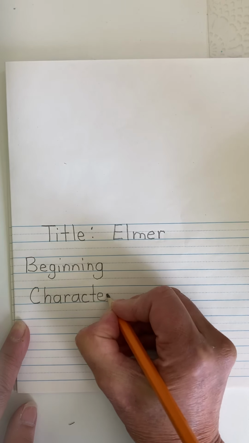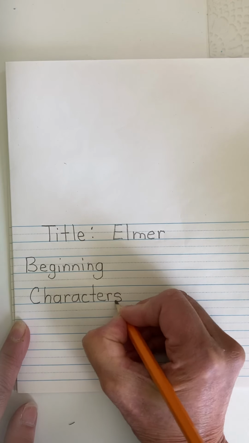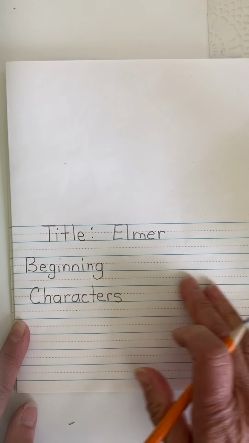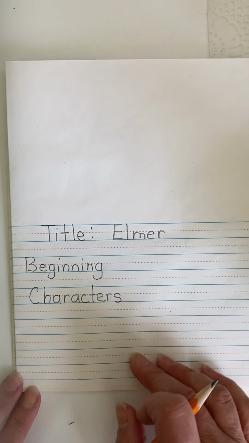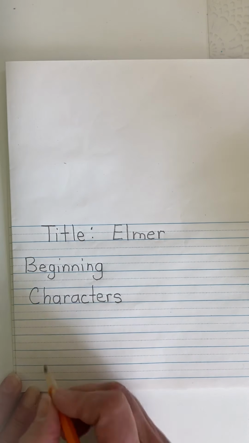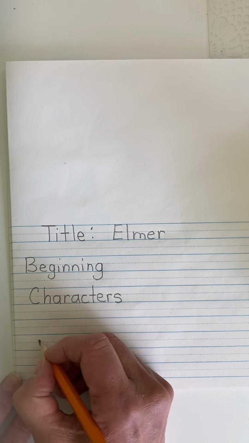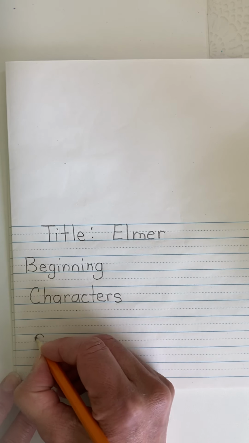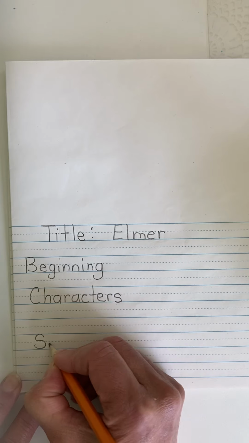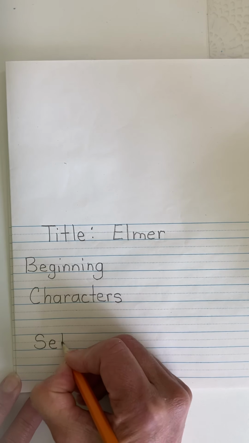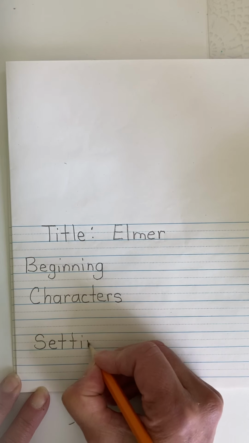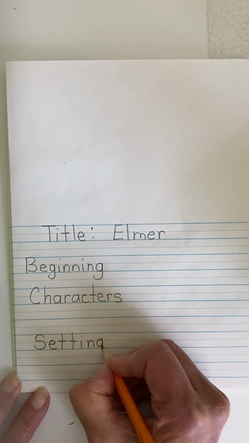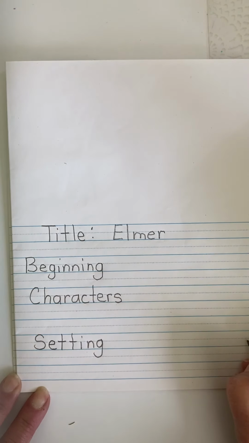Okay. All right. Now, when we're done the video, you're going to write the characters in the story. So we'll leave a little bit of space. So why don't you leave yourself a couple of lines, come down towards the bottom. The next thing that is in the beginning of the story is the setting. Where did the story take place? Okay. And then you're going to tell me the setting.